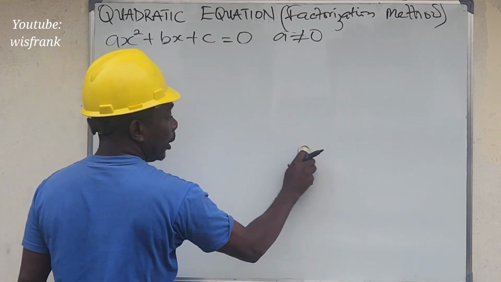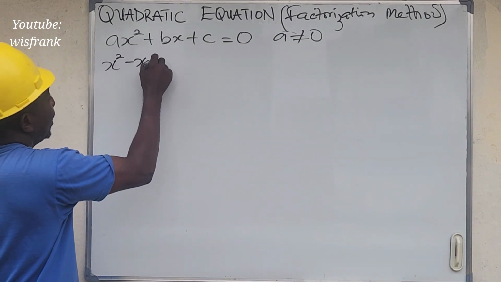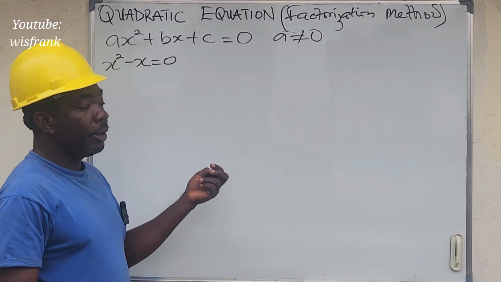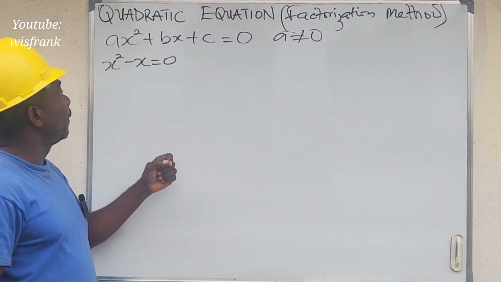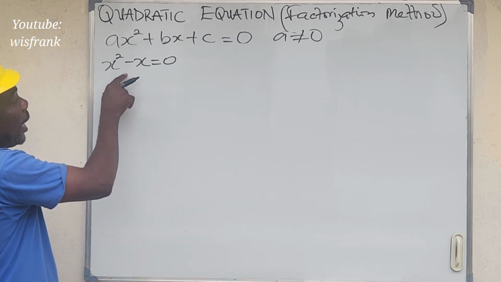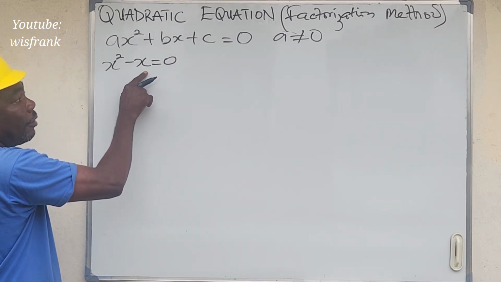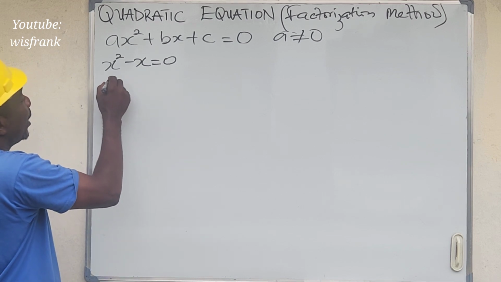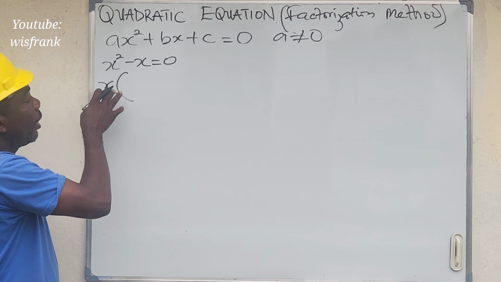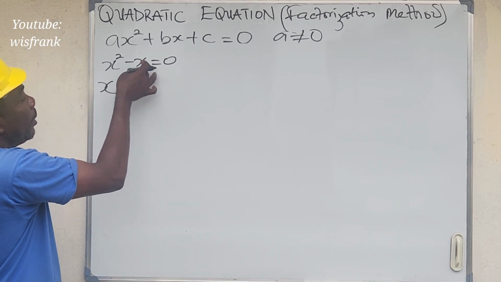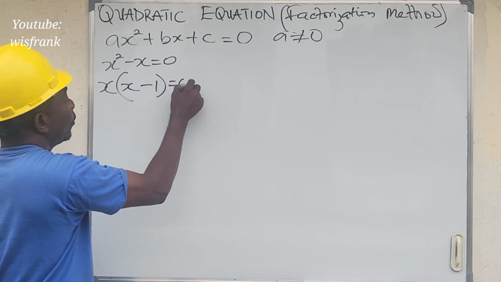So we clean this. We are going to look at x to the power of 2 minus x equals to 0. From here, let us see how we can use factorization method to solve this. Here, we can see that our value of c is 0. That is why we have this. So here, we can factor it out. We have x into, when x to the power of 2 divided by x will give us x, then minus x divided by x will give us minus 1, all equals to 0.